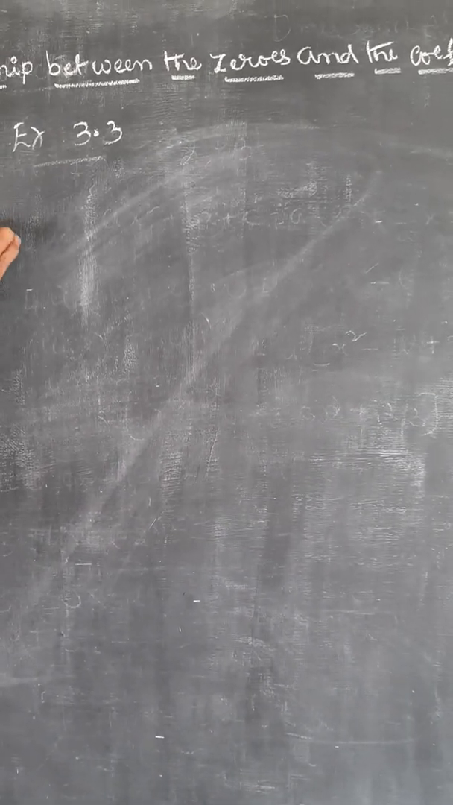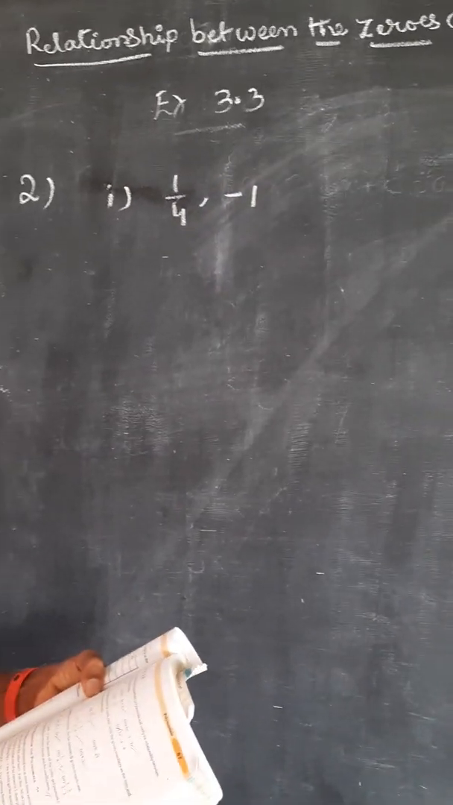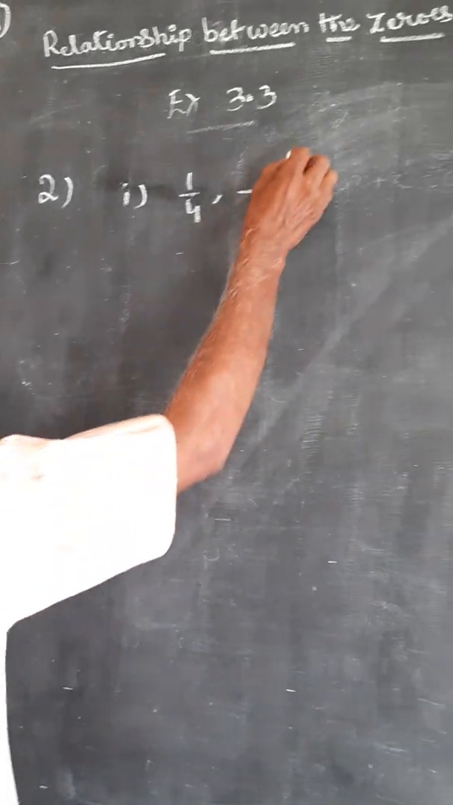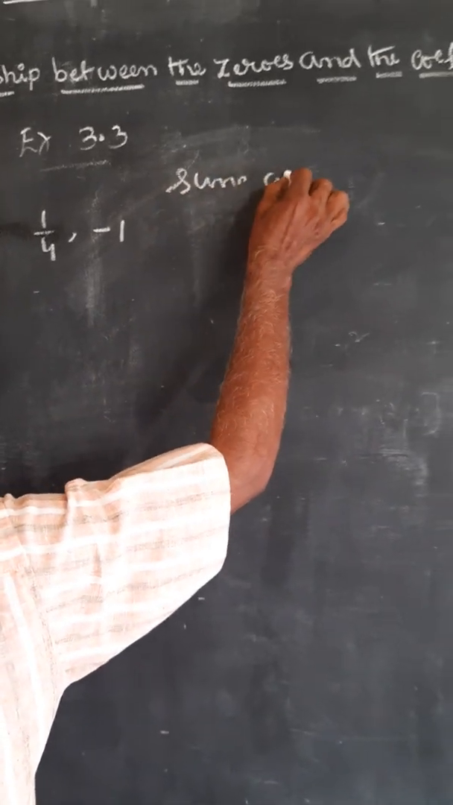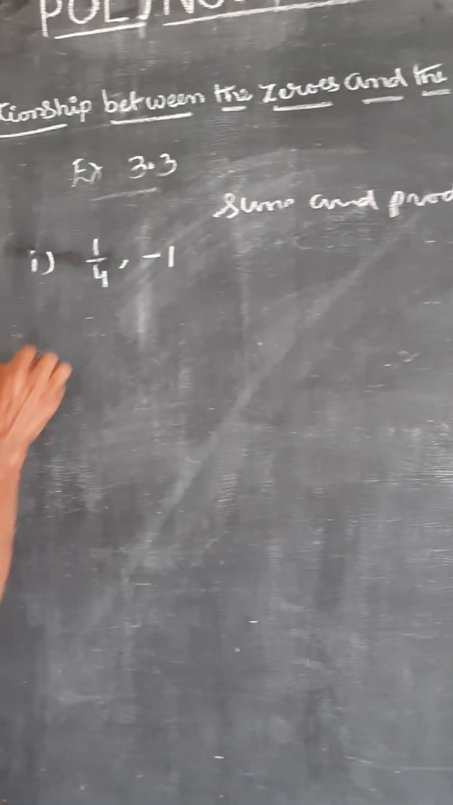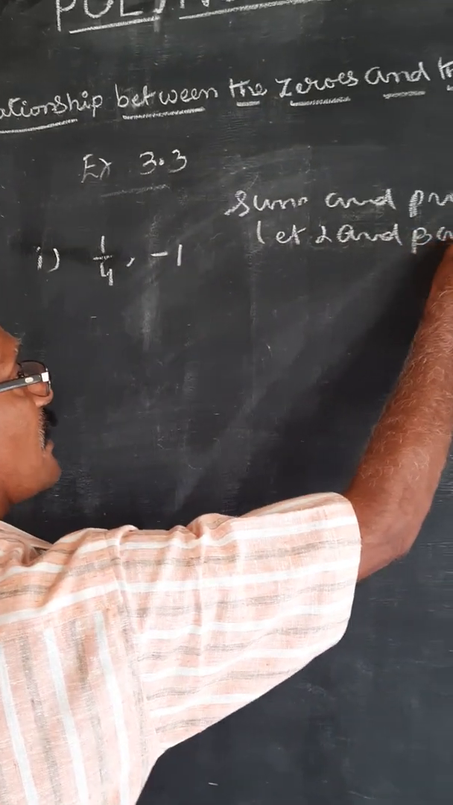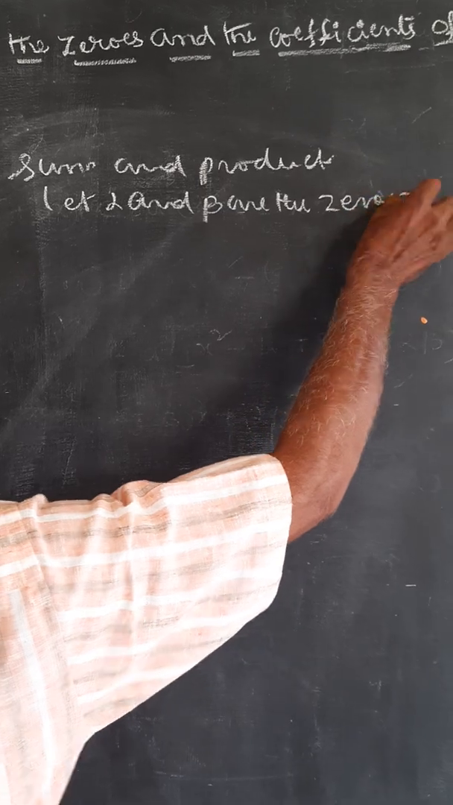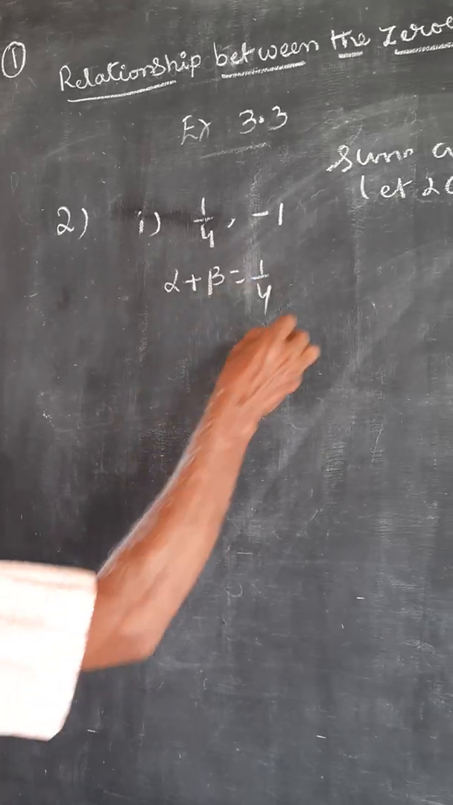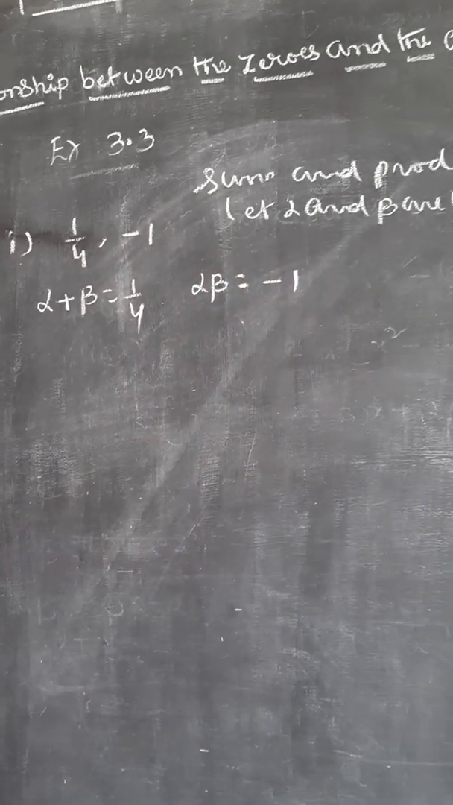So second Roman, first bit: 1/4, −1. The question is, find the quadratic polynomial in each case with the given numbers as the sum and the product of the zeros. So call the zeros alpha and beta. Let alpha and beta be the zeros of the polynomial. Given sum of the zeros 1/4, so alpha plus beta is equal to 1/4, and product of the zeros −1, alpha beta is equal to −1.